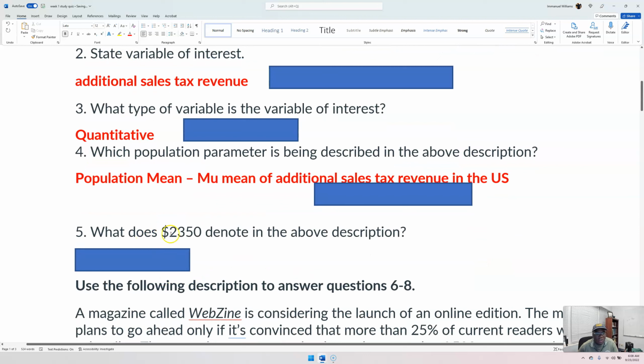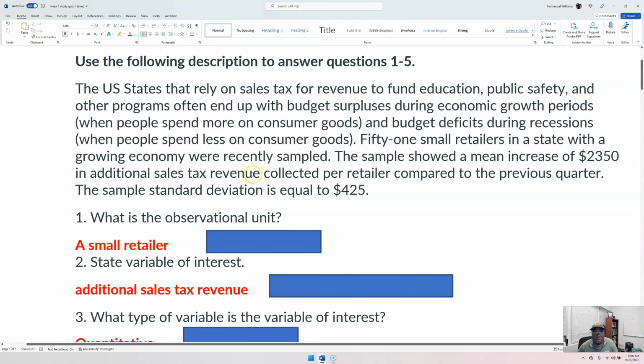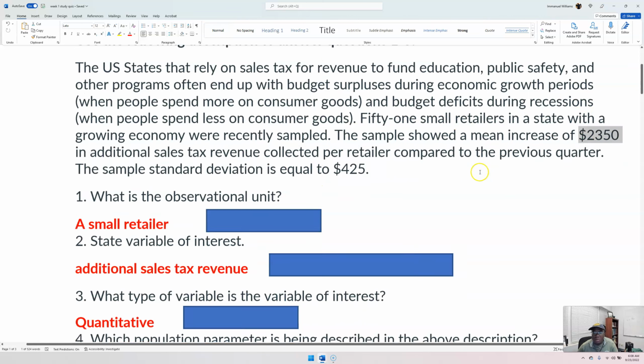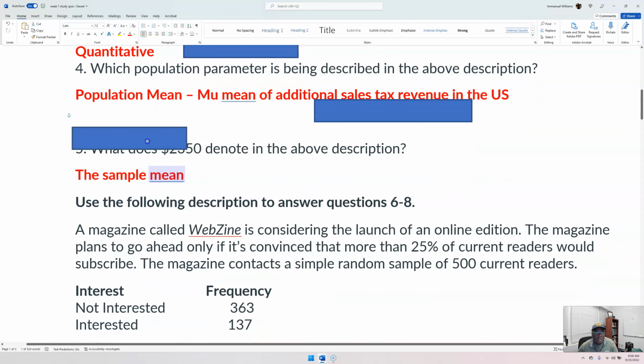What does 2,350 mean or denote in the above description? From here, what does this value mean? Ideally, you should say the sample mean. Okay, that represents the sample mean.